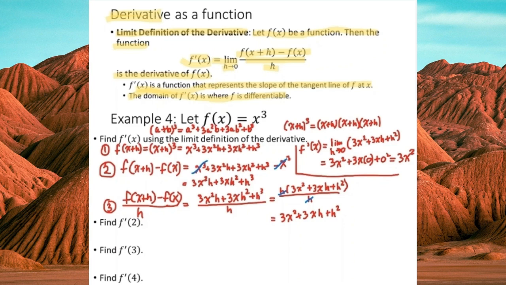Now that I know that f prime of x is 3x squared, the next parts are easy to figure out. To figure out f prime of 2, we're just going to plug 2 into our derivative. So f prime of 2 would equal 3 times 2 squared, which is 12. F prime of 3 is 3 times 3 squared, which is 27. And f prime of 4 is 3 times 4 squared, which is 48.